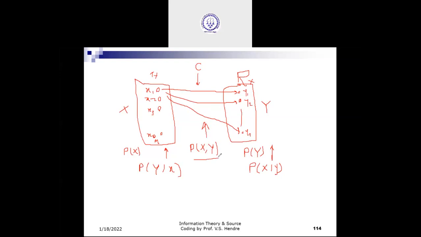If these five probabilities are known to me, I can easily calculate the information exchange carried out between transmitter and receiver by using the terminologies of entropy, which we have defined in the information theory part.